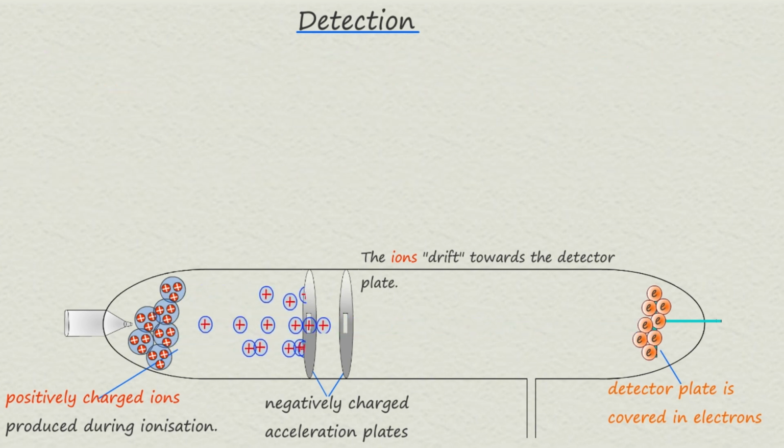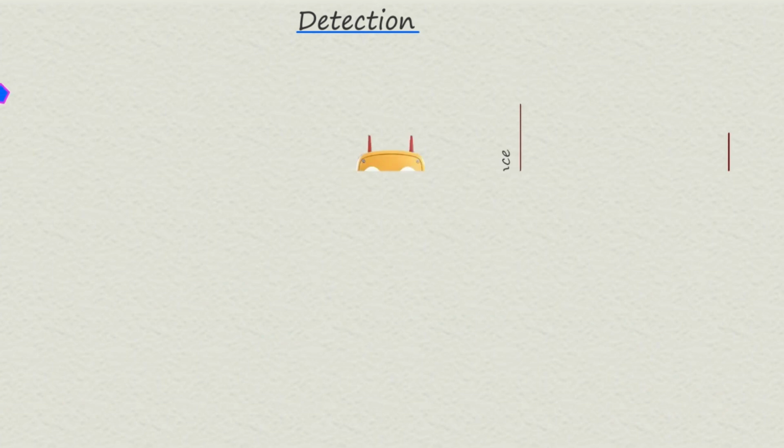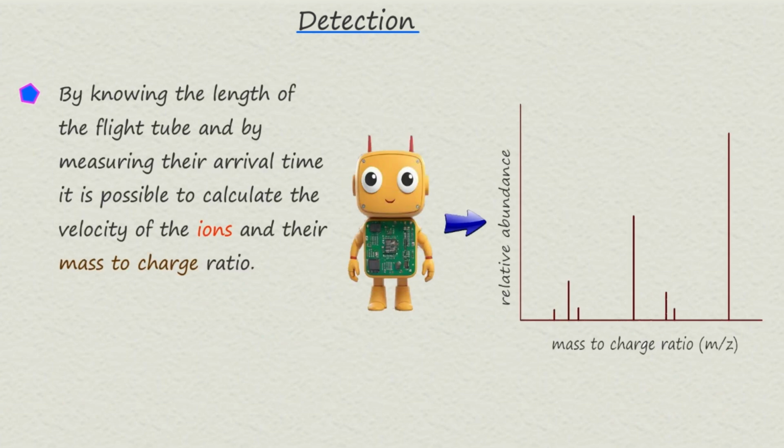Remember, the ions will arrive at the detector at various times, since their flight time down the flight tube will depend on how fast they are travelling, and, as previously mentioned, this depends on their mass to charge ratio, or simply their mass if the ions have a +1 charge. By knowing the distance the ions travelled, that is, the length of the flight tube, and measuring their arrival times, the installed software can calculate the velocity of each ion and also its mass to charge ratio.